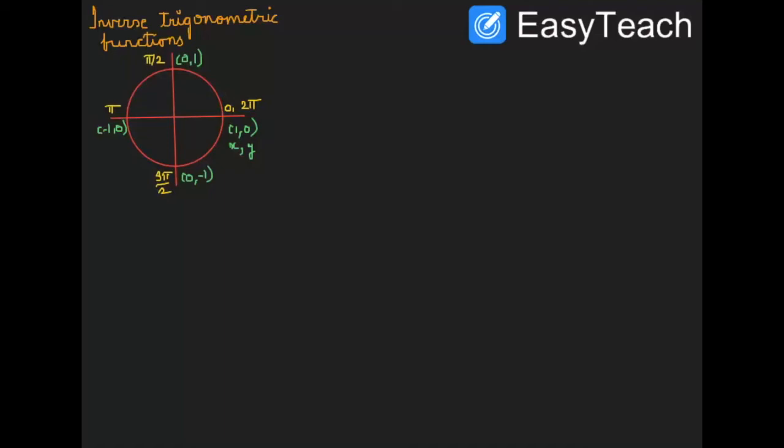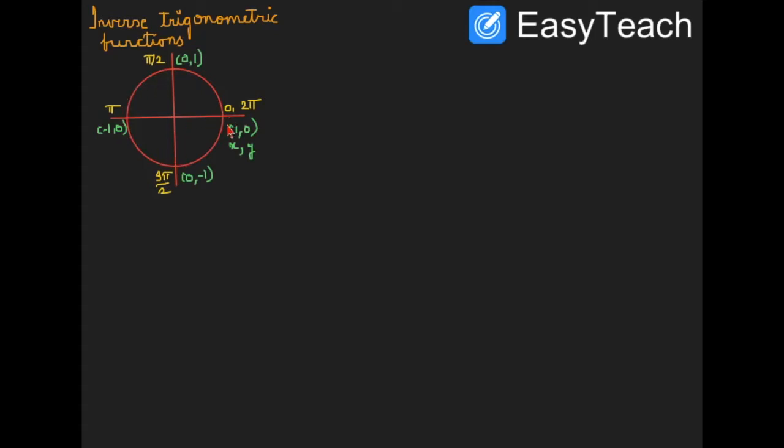Hello all. Today I'm starting with inverse trigonometric functions, and we will plot today a graph of sine inverse x. But before we get into that, let us get into a unit circle. We must understand the concept of a unit circle, which is extremely important in trigonometry. A unit circle is a circle with radius 1 unit.